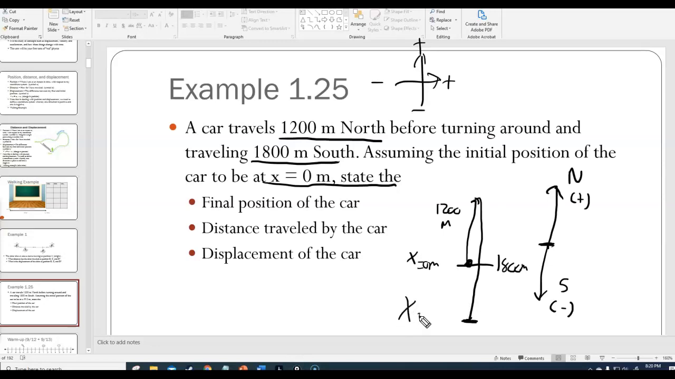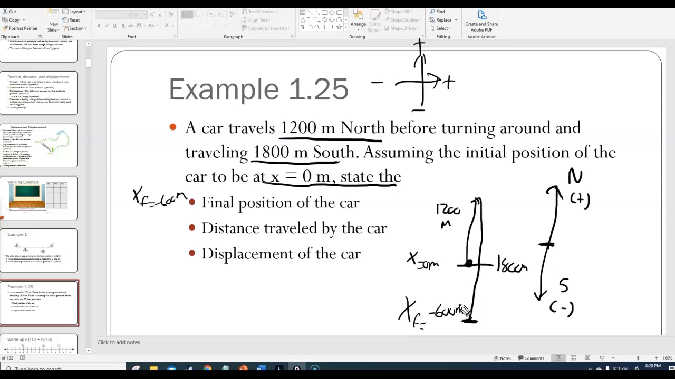So that means their final position down here is going to be negative 600 meters. Okay, so their final position is negative 600 meters. And again, how did I get that? Well, just kind of visualizing it. You go up 1,200. If you go backwards 1,800, that gets you to negative 600.